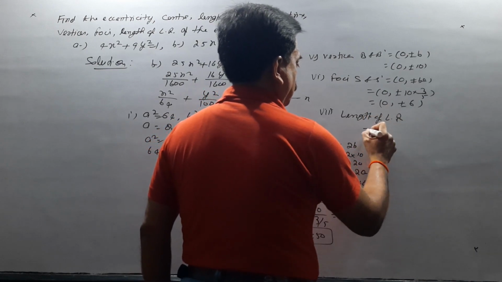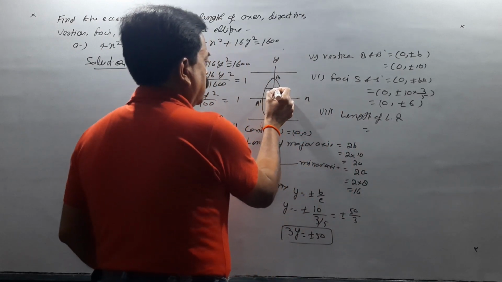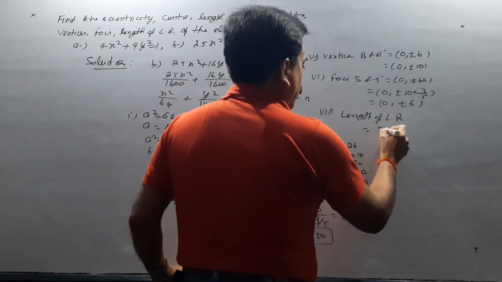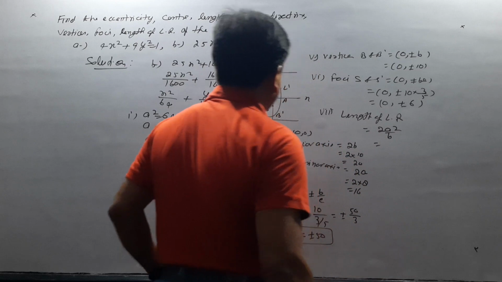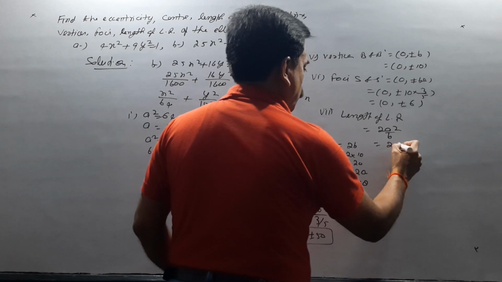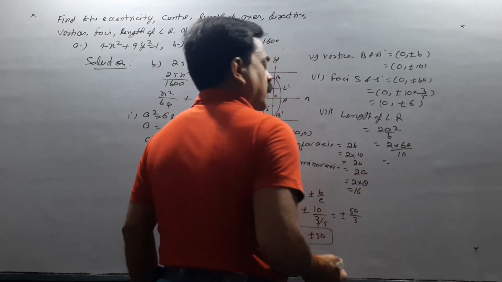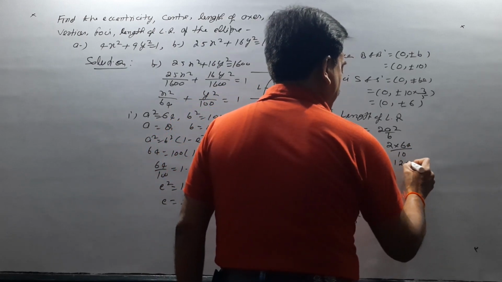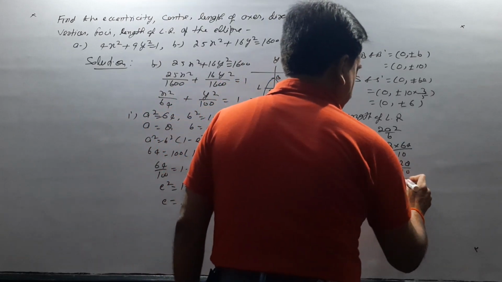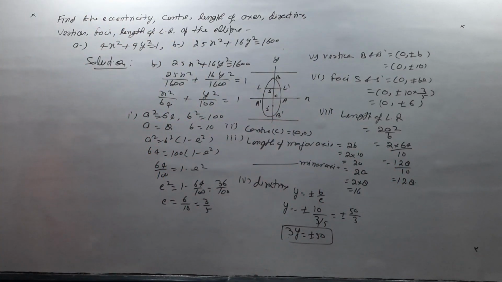Length of latus rectum. In this case, the latus rectum is this line L dash, its length is 2a square upon b. In the last question this was 2b square upon a, and now it is 2a square upon b. 2a square is 64, upon b is 10. So 128 upon 10, or 12.8 units is the length of the latus rectum. These are the solutions.